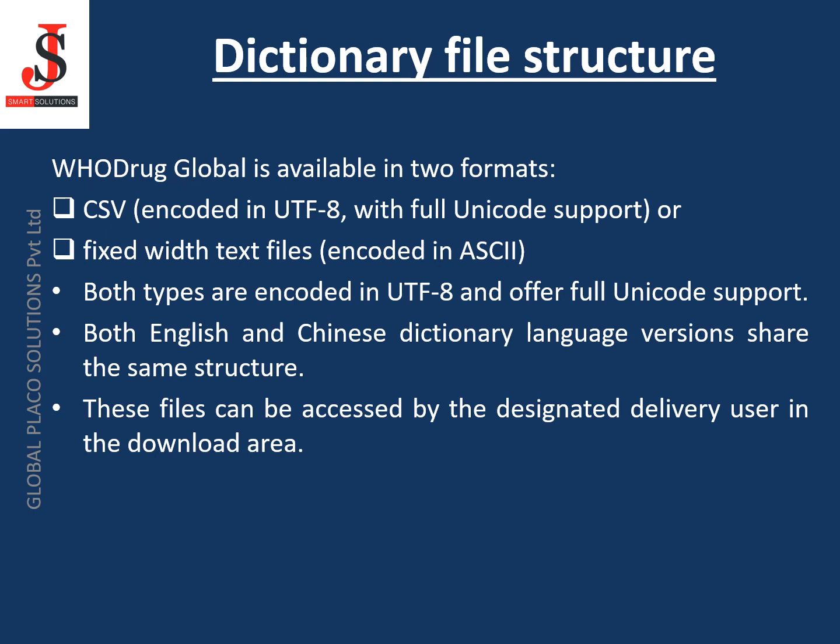So, what is the dictionary file structure? WHO Drug Global is available in two formats. One is the CSV, that is encoded in UTF-8 with full Unicode support, and the other one is the fixed width text files encoded in the ASCII. Both types are encoded in UTF-8 and offer full Unicode support. Both English and Chinese dictionary language versions share the same structure. These files can be accessed by the designated delivery user in the download area.